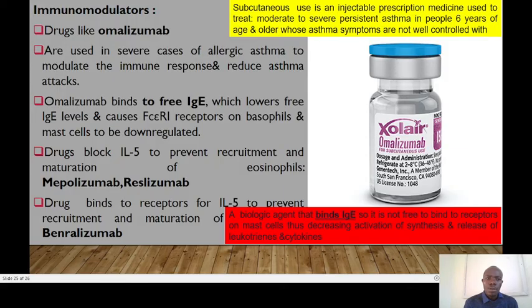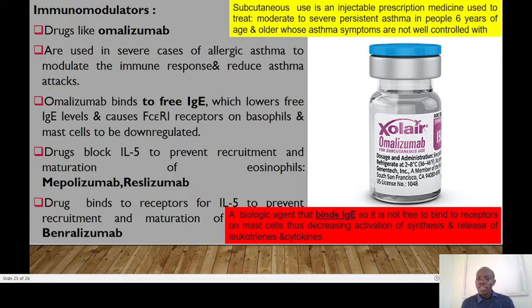And of course, the eligible people should be at least 6 years old. Okay, at least 6 years. They have side effects. The severe cases could lead to anaphylaxis. Omalizumab binds to free IgE, which you have already said, and this lowers IgE levels and also decreases the receptors on the basophils and mast cells, which leads to downregulation.